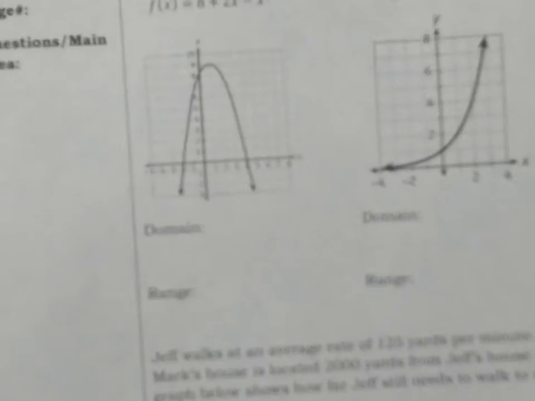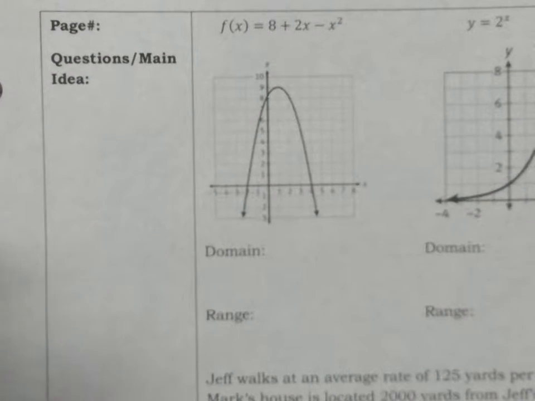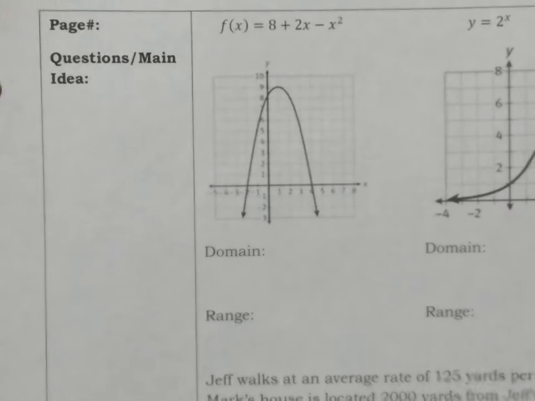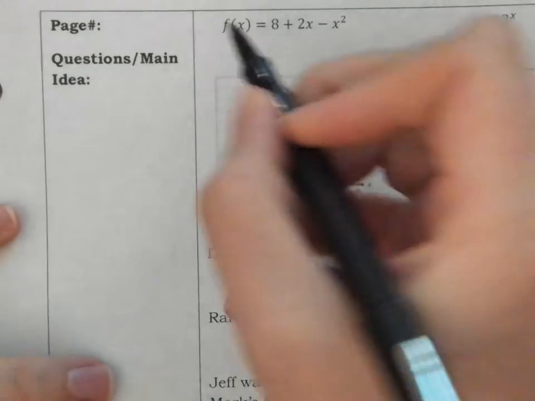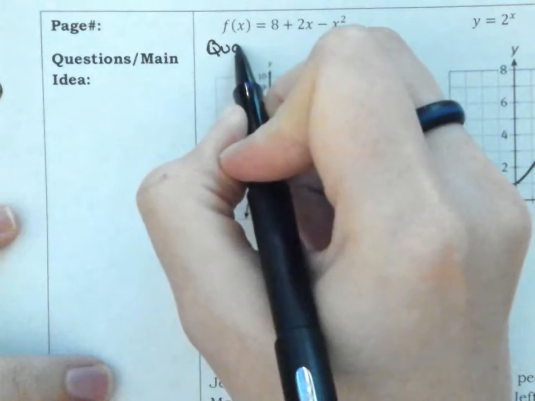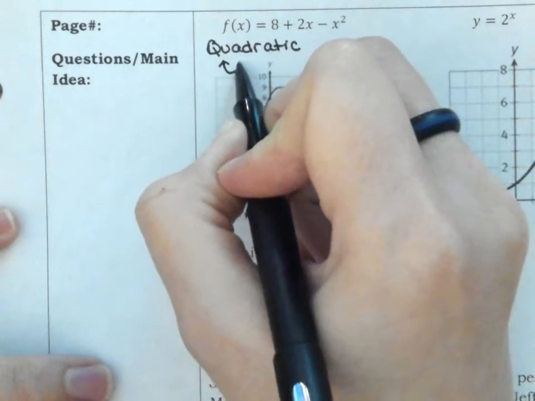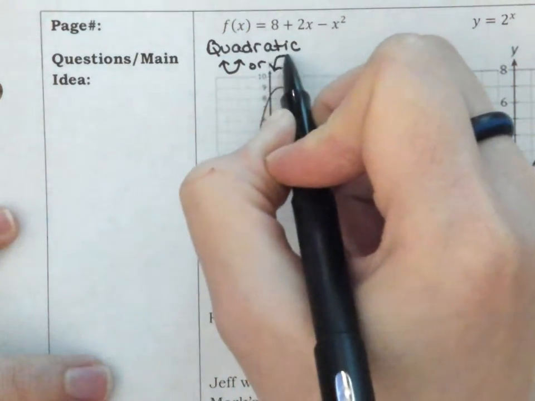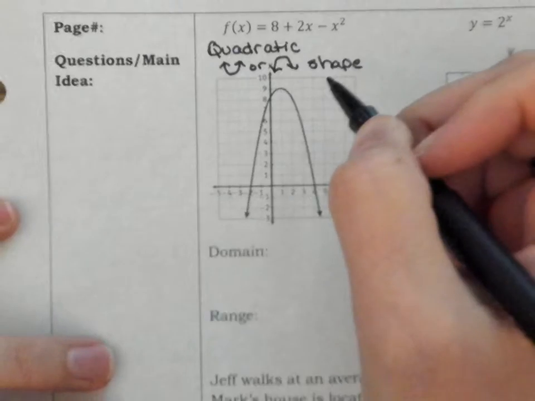Okay, turn yours over. I have a different page here. All right, let's look at this first graph. This first one is actually a quadratic function. And we haven't really talked about the different types of functions, but this one's quadratic. It's a U or an upside down U shape, which is called a parabola, and we'll talk more about that later.